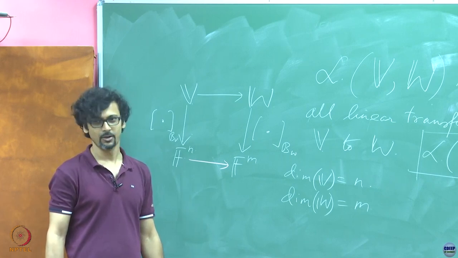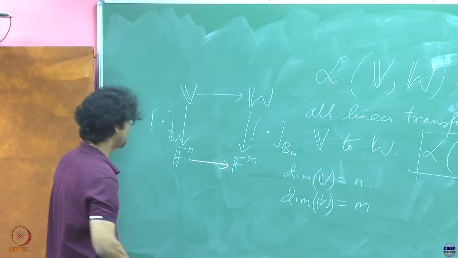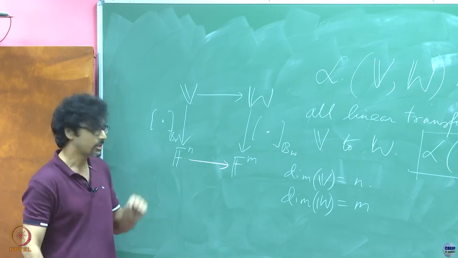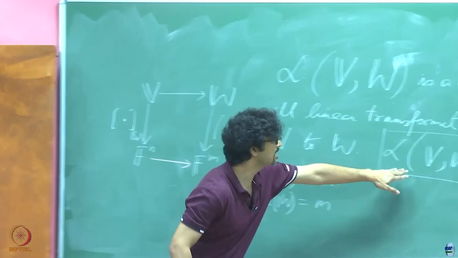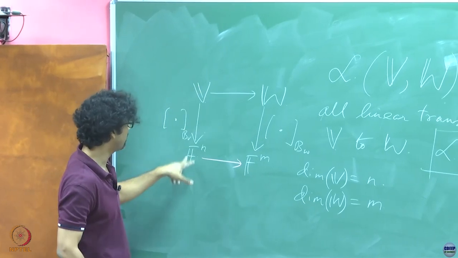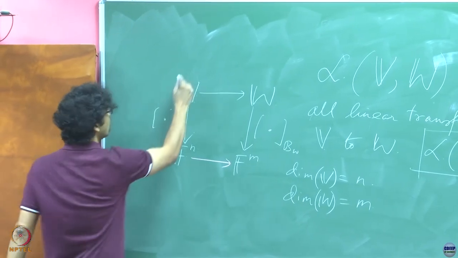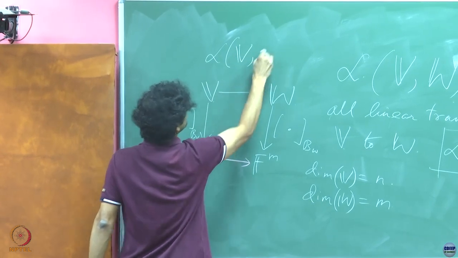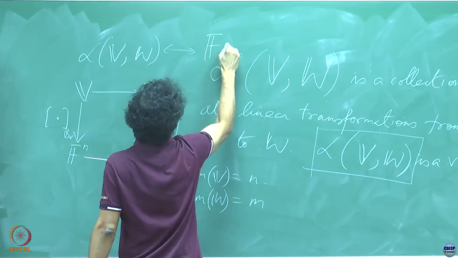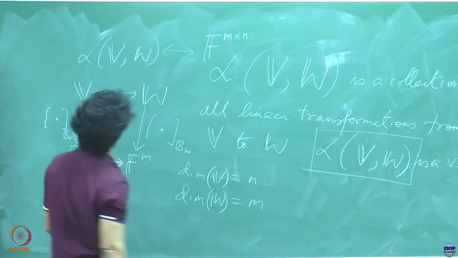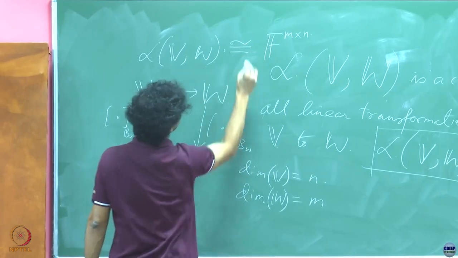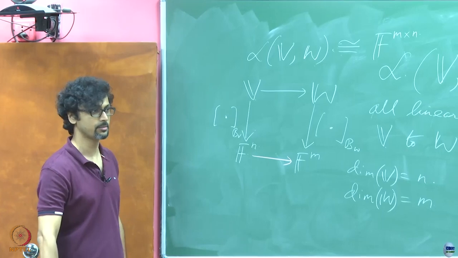Right? What are you essentially claiming? You're claiming some sort of an isomorphism. Between what and what? You're claiming an isomorphism between this vector space and the vector space of matrices. Remember, these are not isomorphisms between V's and F's and all these alone. These are isomorphisms now between the space of maps from V to W and F^(m cross n). You're trying to claim that these are isomorphic in some sense, right? That's a symbol for isomorphism, by the way.